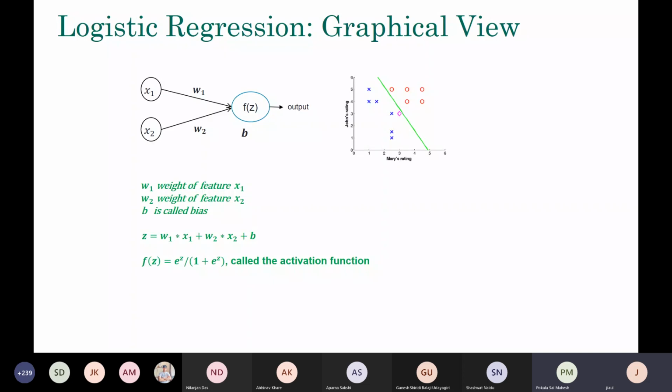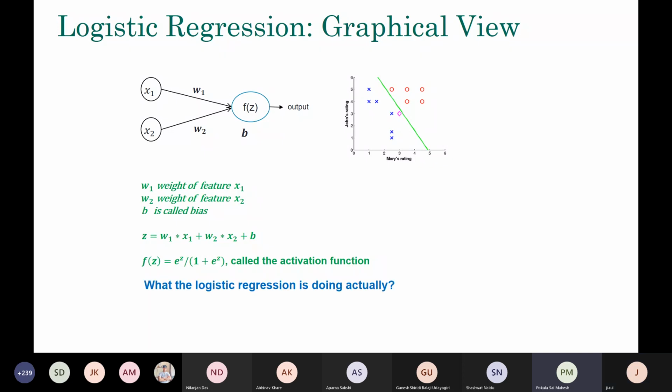Now, w1 and w2 are the weights, and b is the bias, which you typically have. So z is w1 x1 plus w2 x2 plus b, which is the linear combination of the values. And f(z) is the logistic or sigmoid function, which is e to the power z divided by 1 plus e to the power z, and people often call this the activation function. Now, this is the representation issue.